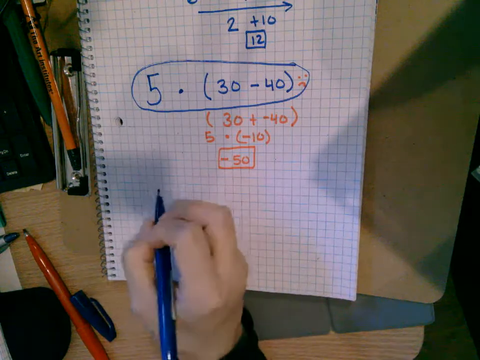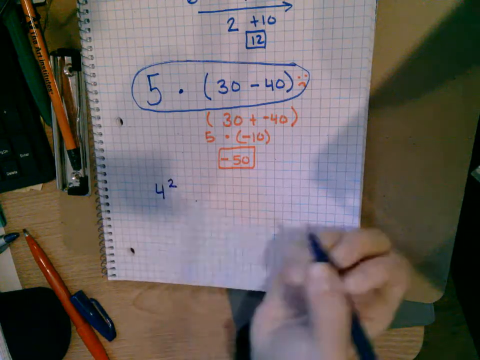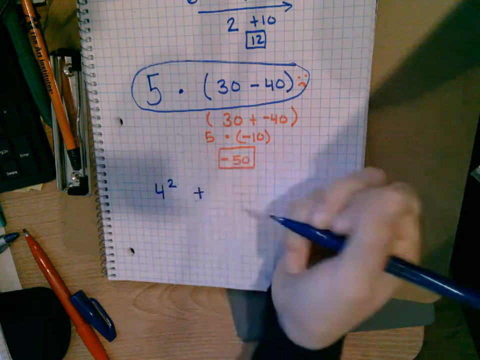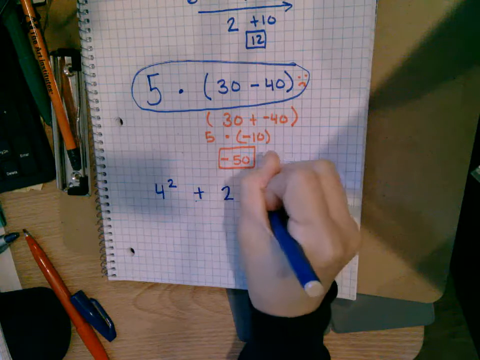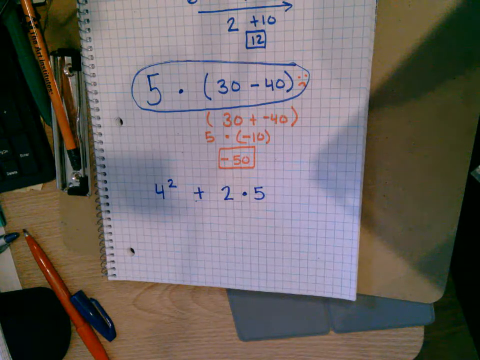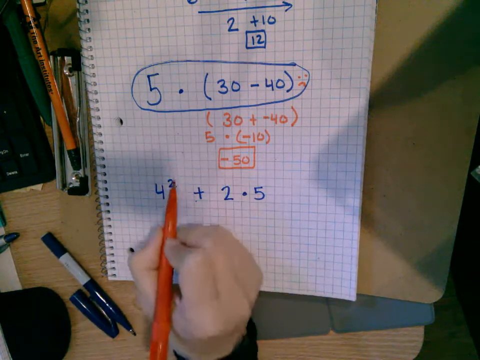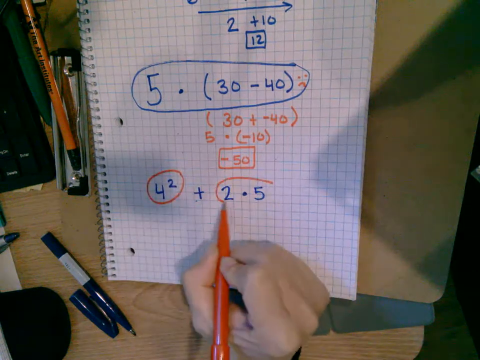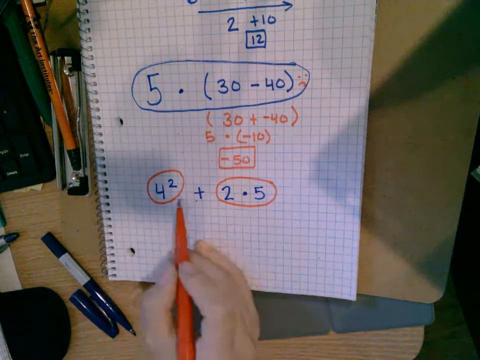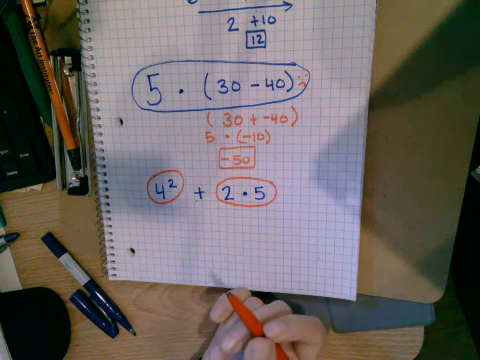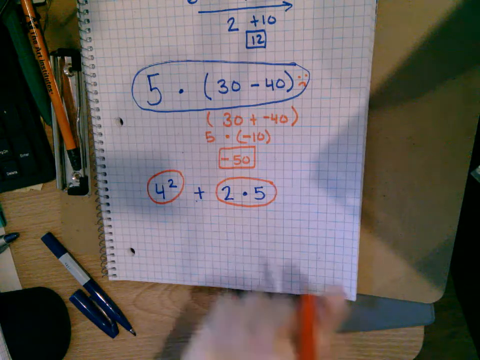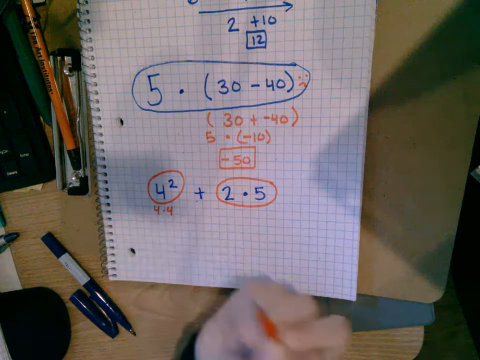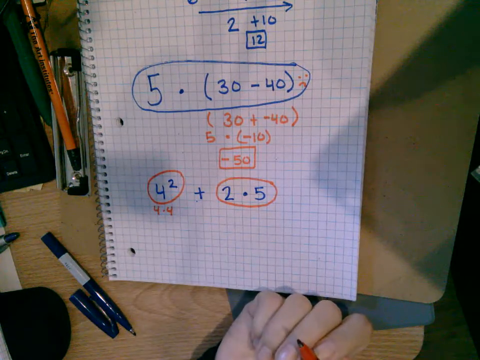No, I shouldn't. Okay. Let's do 4 squared plus 2 times 5. If I circle the terms, I'm going to do this one, and then I'm going to do this one. So 4 squared, what does that mean? Does anybody know what that means, 4 squared? 4 to the power of 2. Yes, 4 to the power of 2, which means 4 times 4, not 4 times 2.